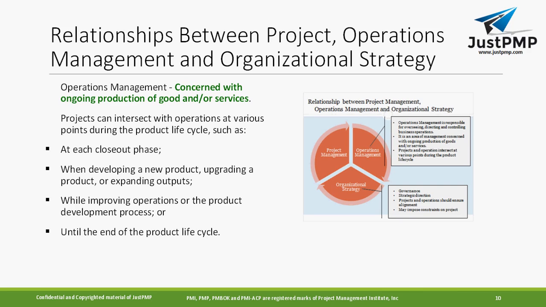Suppose, take the example of the Nissan Altima car. This car is produced, and this has become an operation, and projects can come at any point of time. For example, at the closeout phase, the company decides to stop producing this car. So this is a closeout phase. In that case, a new project can come into the picture because they want to stop this car.